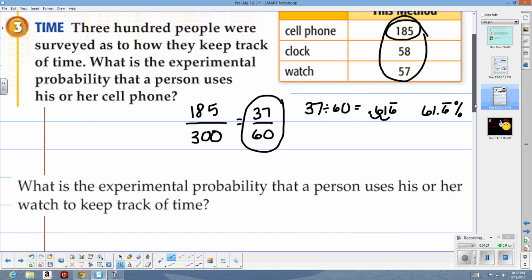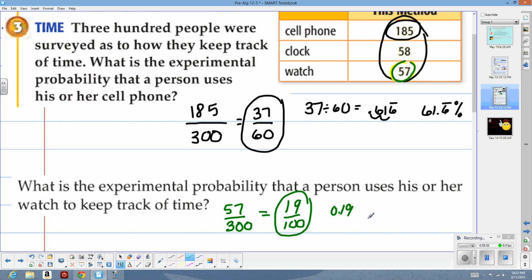What is the experimental probability that a person uses his or her watch to keep track of time? Well, 57 people used a watch. 57 people out of 300 total. 57 over 300 can be simplified by dividing both the numerator and denominator by 3, and you end up with 19/100ths. So the experimental probability is 19/100ths, or as a decimal, that's 19 divided by 100, which is 0.19. Or as a percent, move the decimal point 2 places to the right, and you get 19%.